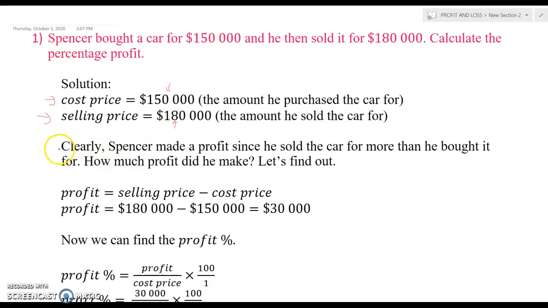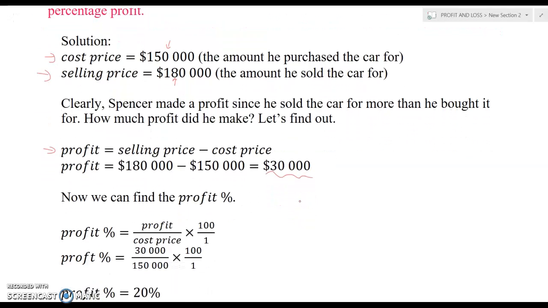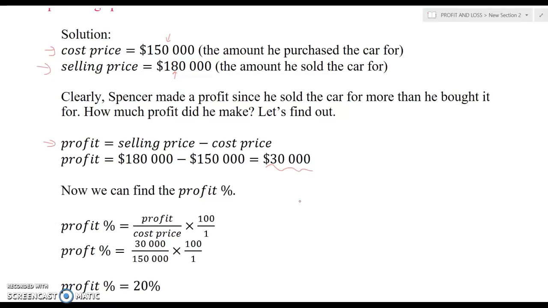So clearly Spencer made a profit since he sold the car for more than he bought it for. How much profit did he make? So remember, to find profit is the selling price take away the cost price, and it will be selling price $180,000, take away $150,000, and his profit is $30,000. And now the question is asking us to find the percentage profit.